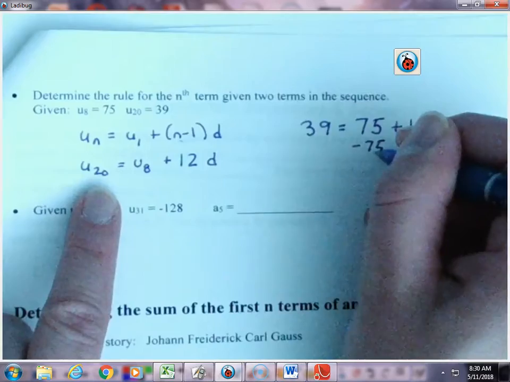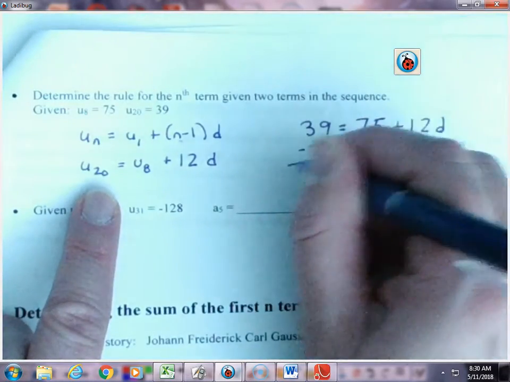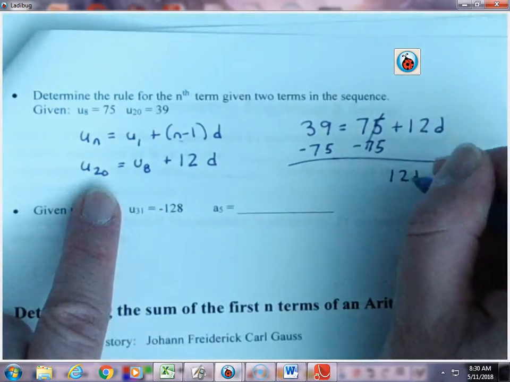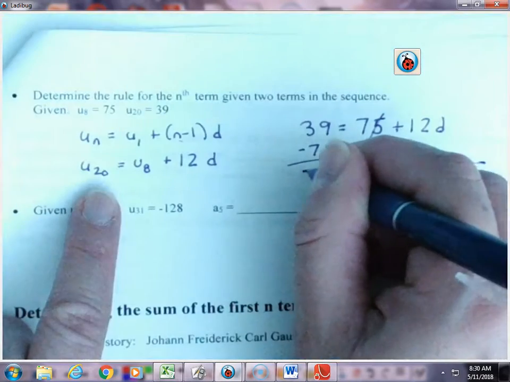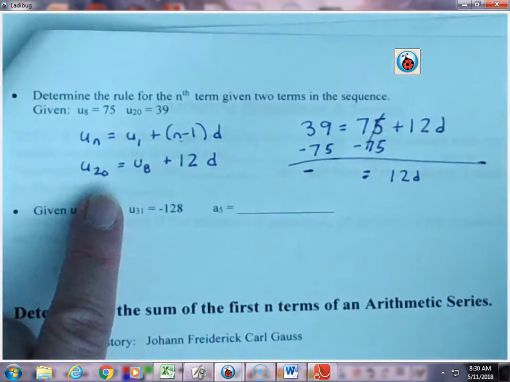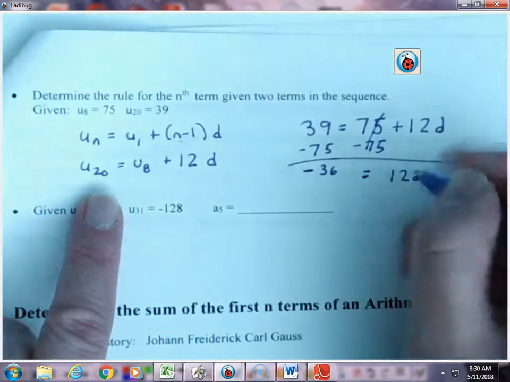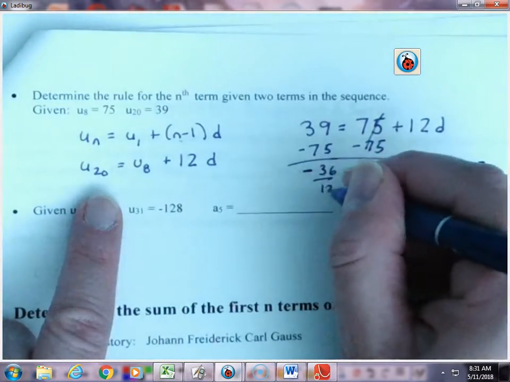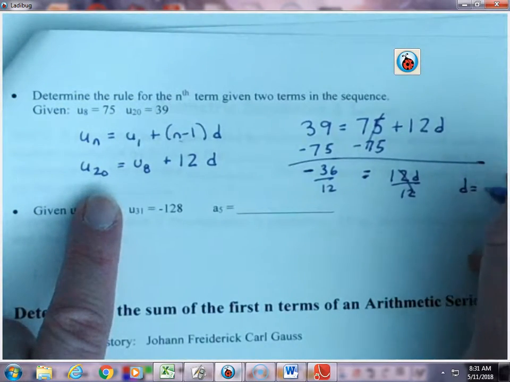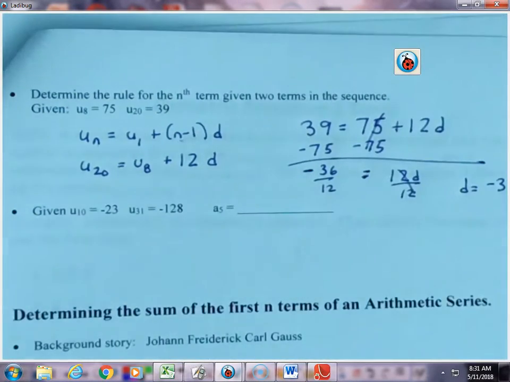Okay, so we're going to solve this equation. So subtract 75. And you want to tell me what that is? Okay, so negative 36, divide by 12. So we know what d is. So that feels pretty good.